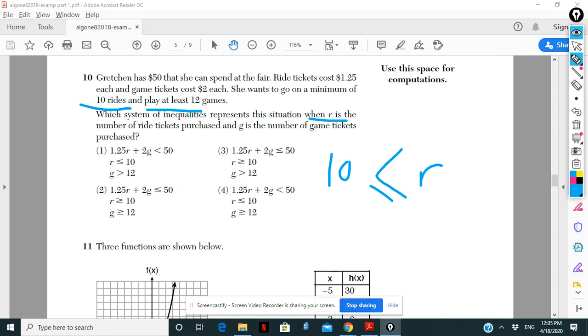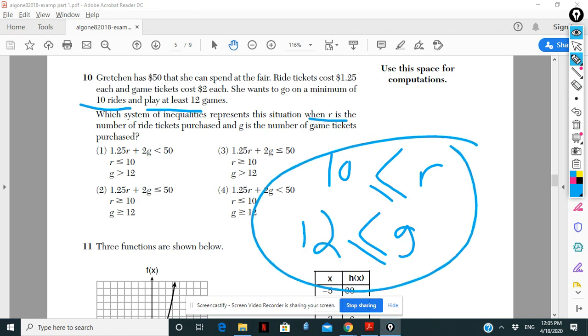So what does it mean? Also, the games should be at least 12. So now it can be more. I set it up the number of the rides. Now she has $50. She cannot exceed it. So the cost should be less than or equal to 50. The cost for the ride is 1.25 multiplied by their number. The cost for the game is 2 times their number.